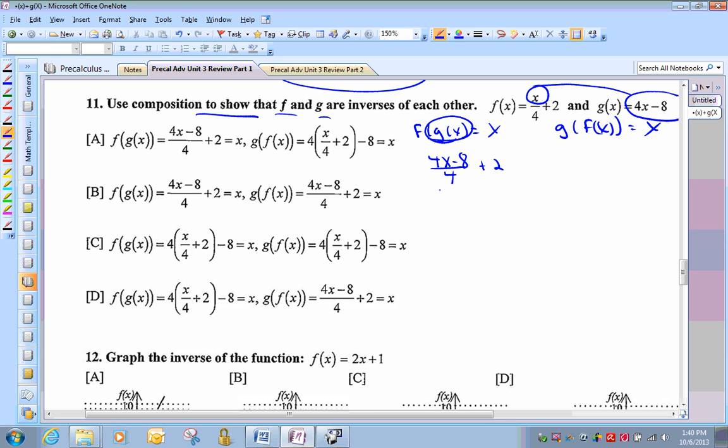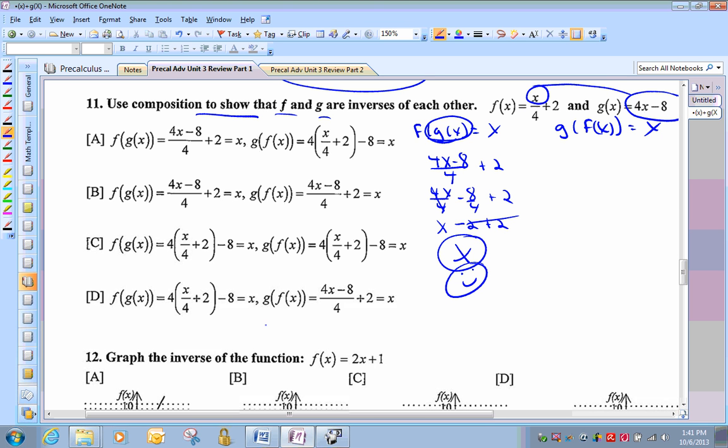Let's rewrite this as 4x over 4 minus 8 over 4 plus 2. 4 over 4 goes out, we have an x. Negative 8 over 4 is negative 2, plus 2. The 2's go out, and we're left with just x. That's a good sign. Now let's prove the other one.